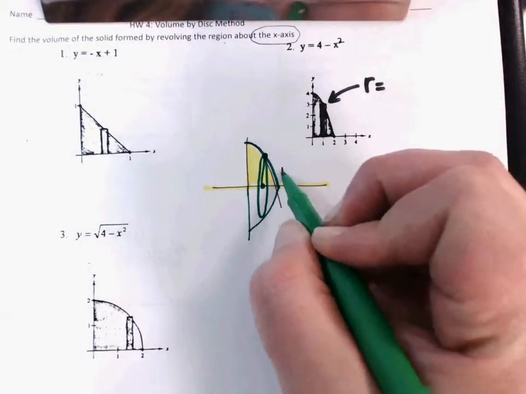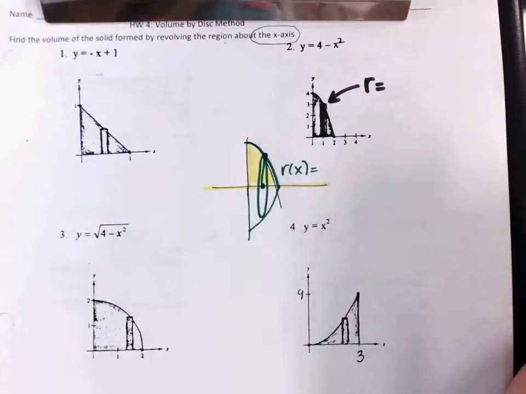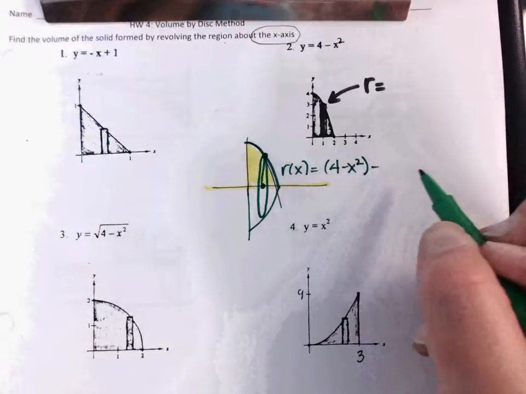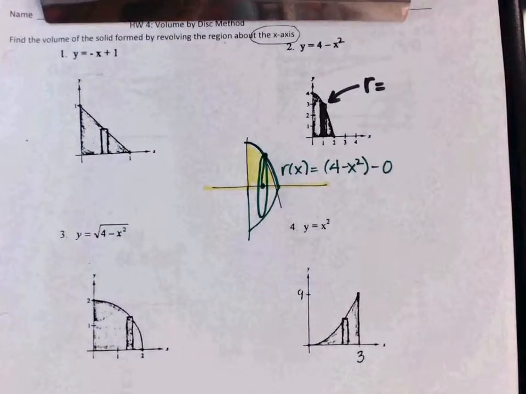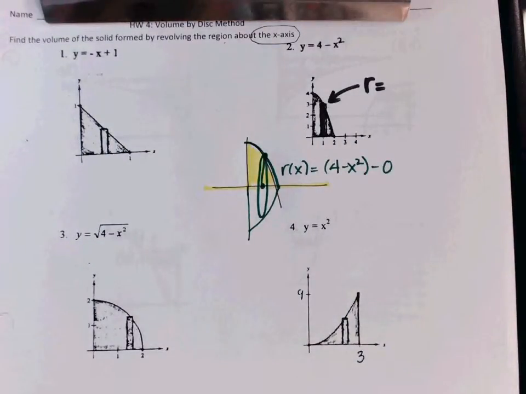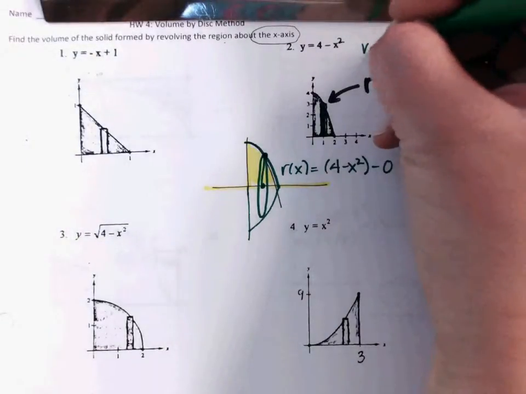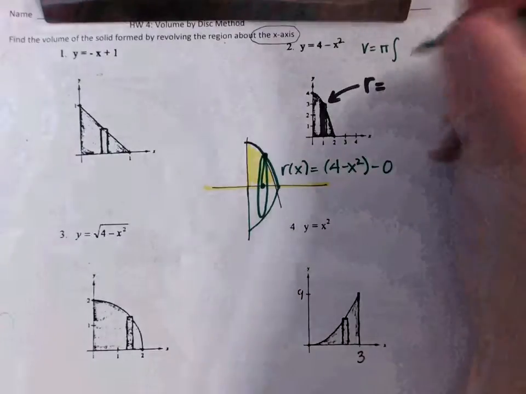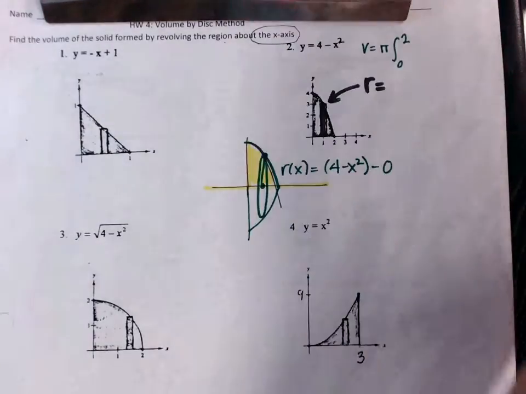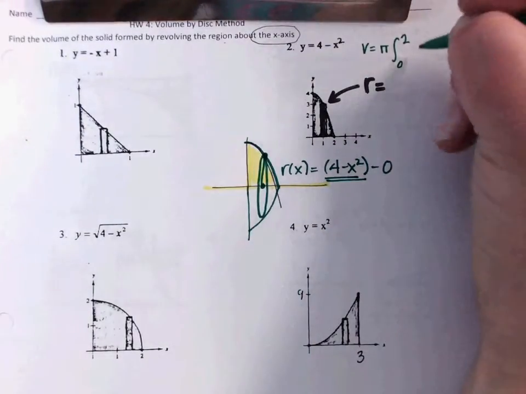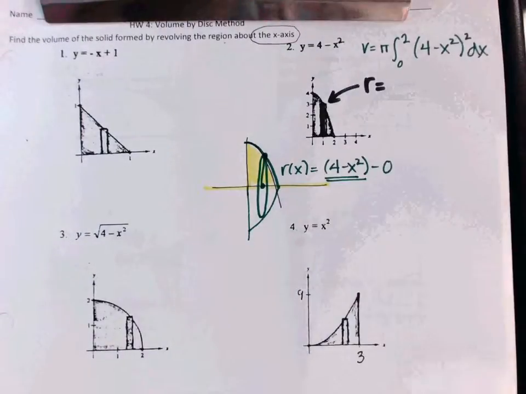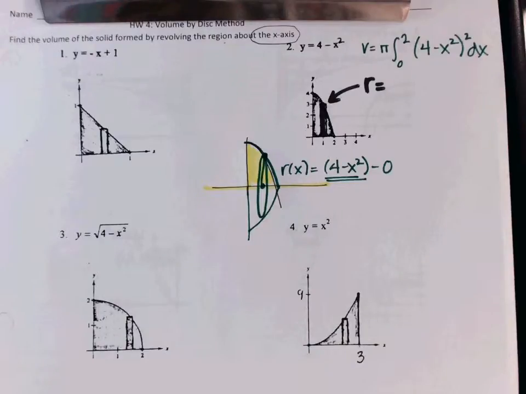So my radius equals top minus bottom. What's the top? 4 minus x squared. What's the bottom? 0, which you don't have to write. And then remember that your volume is always pi times the integral from where to where for this graph? 0 to 2. And then it'd be your r of x squared. So pi r squared.